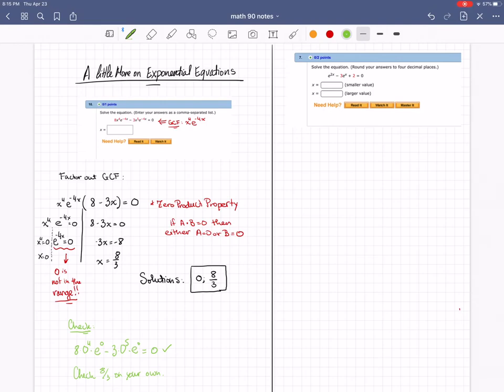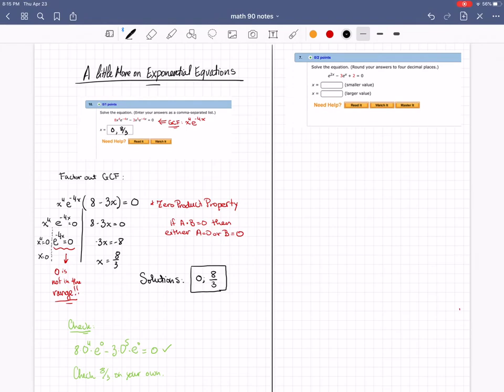So I highly encourage you to do this in your own time just to make sure that you get, in fact, that 0 and 8/3 are both solutions. Just to wrap up this example, I'll fill in the blank here, that the two solutions are 0 and 8/3.